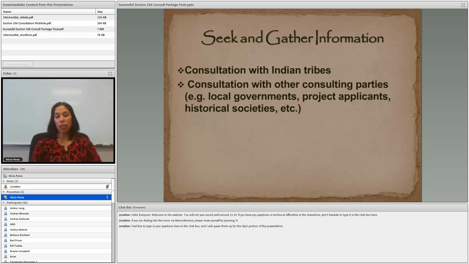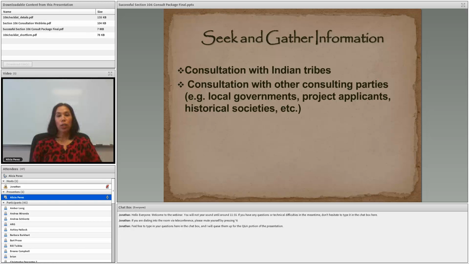The next step is to seek and gather information. You do this through consultation. Consultation with Indian tribes. So again, the regulations define Indian tribes as those that are federally recognized. Other consultation can include additional or other consulting parties, so local governments, project applicants, historical societies, and non-federally recognized tribes. You definitely want to describe all correspondence to date.